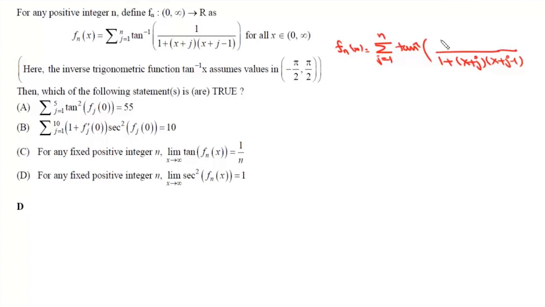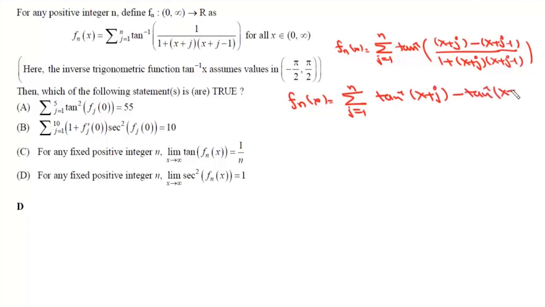And the numerator, we can write this one as x plus j minus x plus j minus 1 for all x belongs to 0 to infinity. Now this is tan inverse of (x minus y) upon (1 plus xy), which is tan inverse x minus tan inverse y. So we'll write this f_n(x) as this summation, j varies from 1 to n, tan inverse (x plus j) minus tan inverse (x plus j minus 1).